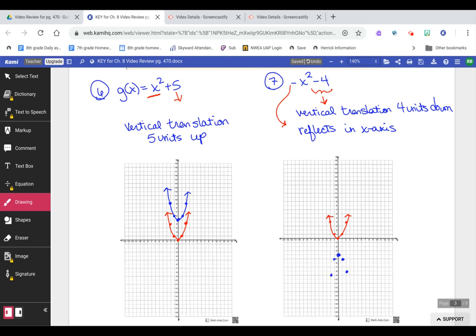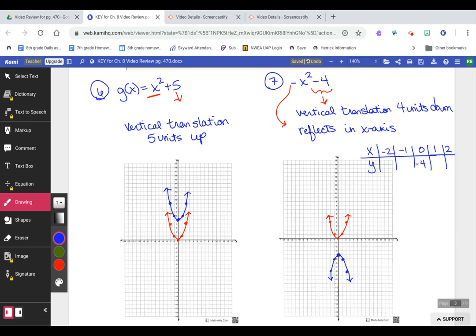And if you are a person that really likes to do the tables, it's completely fine. You can still do your tables and get the same answers. So I'll just do a table here for an example. So you should know the rule. Your vertex is going to be at 0, negative 4. So then you know to choose 1, negative 1, negative 2, and 2.